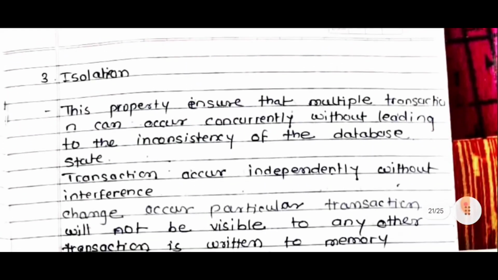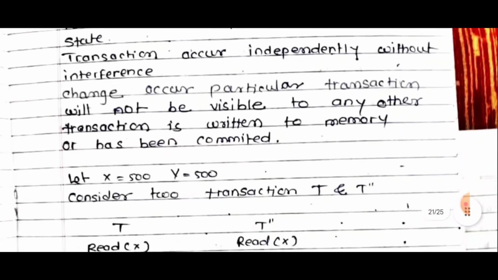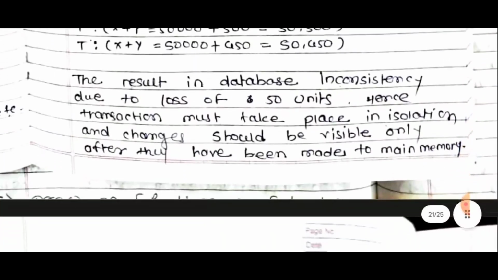Isolation: this property ensures that multiple transactions can occur concurrently without leading to inconsistency of the database state. Transactions occur independently without interference. Changes occurring in a particular transaction will not be visible to any other transaction until it has been written to memory or has been committed. Otherwise it results in database inconsistency due to loss of 50 units, hence transactions must take place in isolation and changes should be visible only after commit. So this is the example.